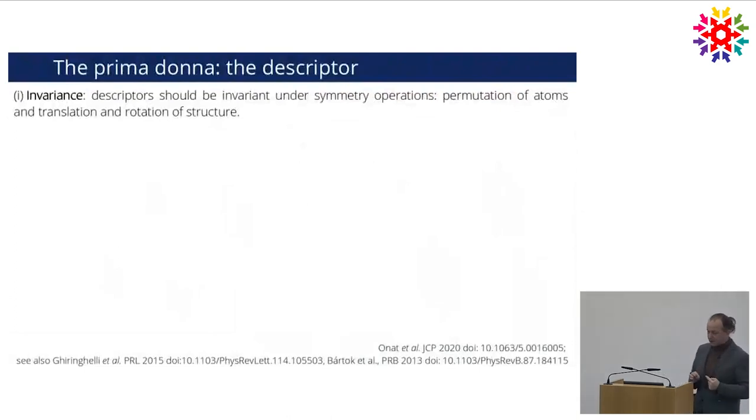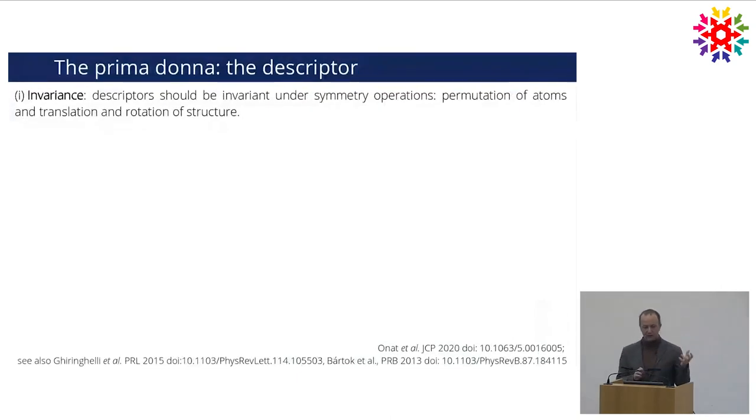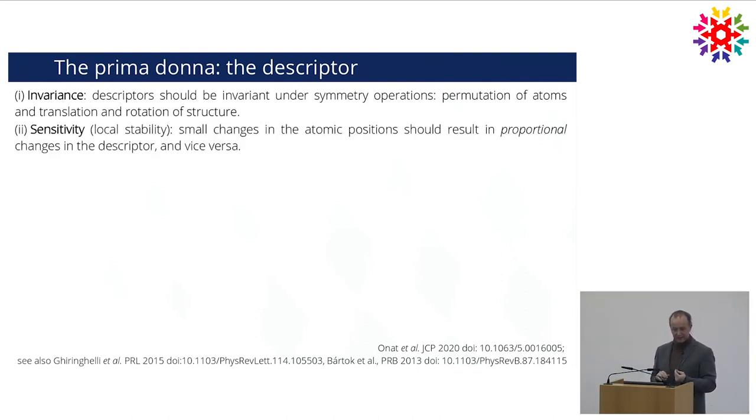One is invariance. So especially if you're representing things that are intrinsically vectors or tensors, we should have the same symmetries that we have in the physical system. Then there is something about sensitivity or local stability. When we change a little bit the descriptor, if you think about atoms, if you move a little bit the atoms, we would have small changes also in the descriptor.